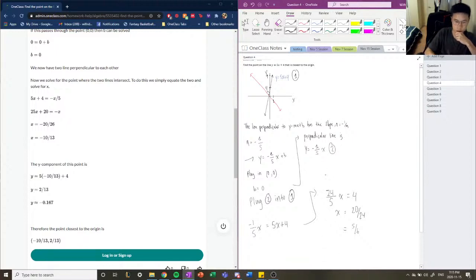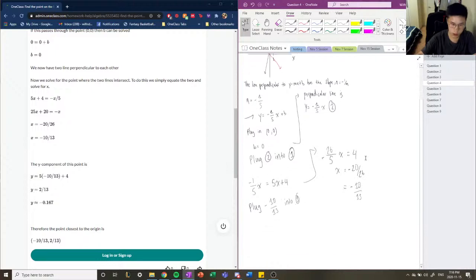This should be negative, so this should be 26 over negative 26 over 5x, and this should equal negative 20 over 26. So therefore, this should be negative 10 over 13. Okay, sorry about that. So now we plug negative 10 over 13 into 1.